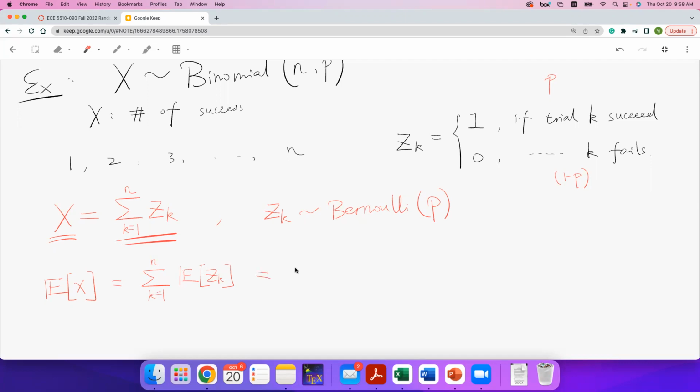Now, Bernoulli is very simple. The expectation of a Bernoulli random variable is very simple. Bernoulli is 1 with probability p, 0 with probability 1 minus p. So the expectation is 1 times p plus 0 times 1 minus p. So you get p inside. You sum over n p's, you get n times p. Right. So using linearity, this is much simplified. You don't need to compute all those combinatorics.